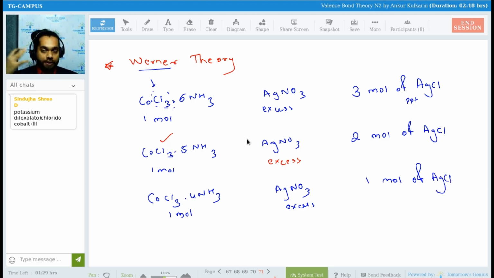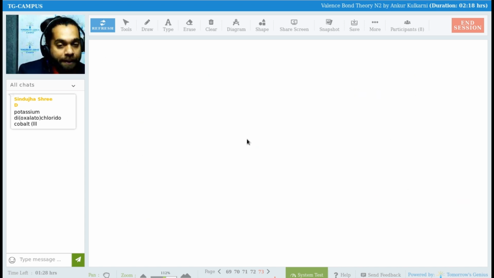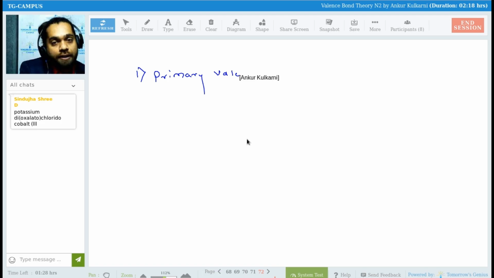So he was like, what is this? So from this, there are 2 types of valency. Do not write it down, I'll give you time to write it. There are 2 types of valency. One is your primary valency, and the second is your secondary valency.